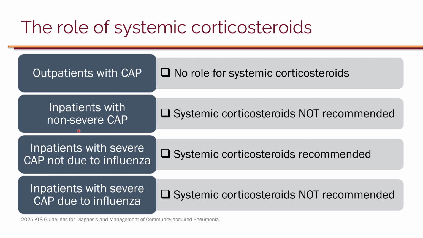And for those who are hospitalized, if they have non-severe community-acquired pneumonia, systemic corticosteroids are not recommended. And for those who have severe community-acquired pneumonia in the hospital setting, as long as they do not have influenza, systemic corticosteroids are recommended because they can reduce mortality and a few other benefits. However, in patients who have influenza, systemic corticosteroids may actually increase the risk of mortality, so therefore they are not recommended for those patients with severe pneumonia due to influenza.